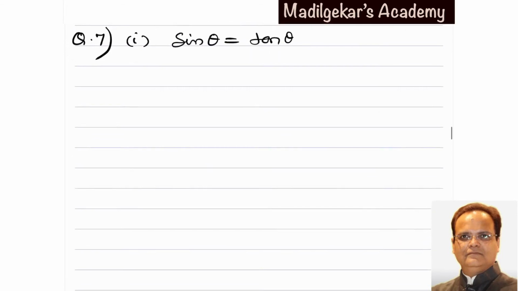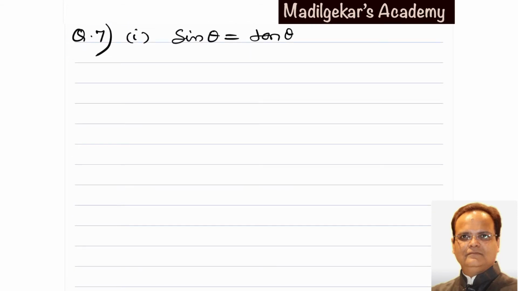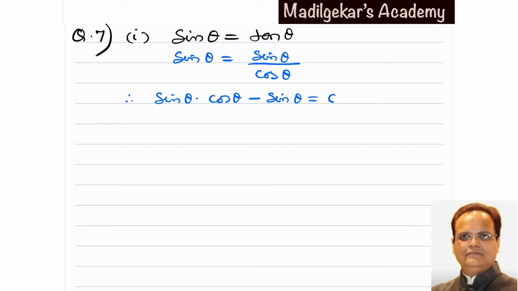Question number 7. First bit. Here again we have to find the general solution. We have to solve this equation: sin theta equals tan theta. Both trigonometric functions are different, but we can convert tan theta into sin and cos. So it is sin theta upon cos theta. Therefore, sin theta into cos theta minus sin theta equals 0. Take sin theta common. So in the bracket we'll have cos theta minus 1 equals 0.